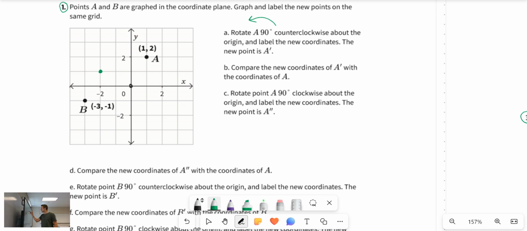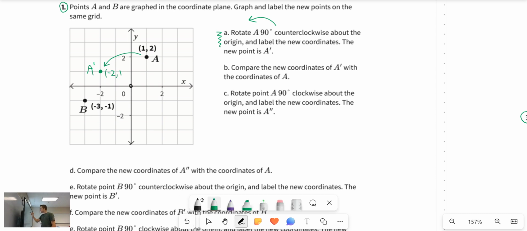We don't want a new note. So this is our first rotation right there. This is now becoming A prime, and we're going to label that we've done this in green. So A prime is now there, and we label the new coordinates. These are now -2, and it's only 1 up, -2, comma 1.